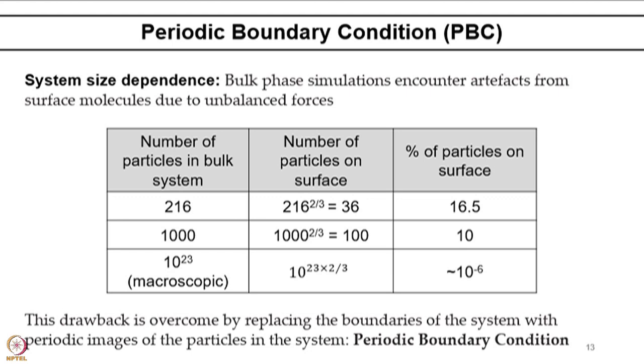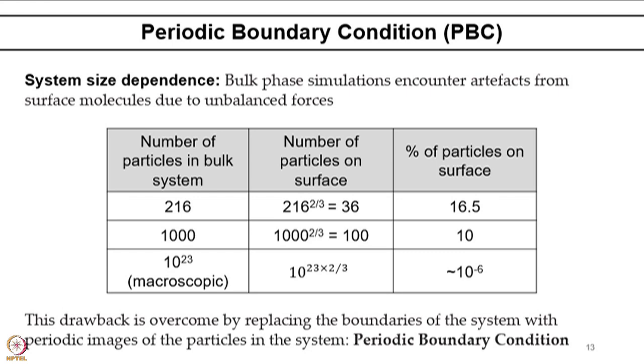And here we show that there is one huge problem. In a small system, the fraction of molecules on the surface scales as n to the power 2/3, where n is the number of particles in the system. So in a macroscopic system, that's very, very small, like 1 in 10 to the power 8 particles is on the surface. However, for a small system, for something like 216, which was the initial simulation of water, done with 216 water molecules, that is 16.5% of the particles on the surface. 1000 is still 10%. So 216, 1000, and 1100 particles, and this percentage in the last column is the percentage of particles on the surface.